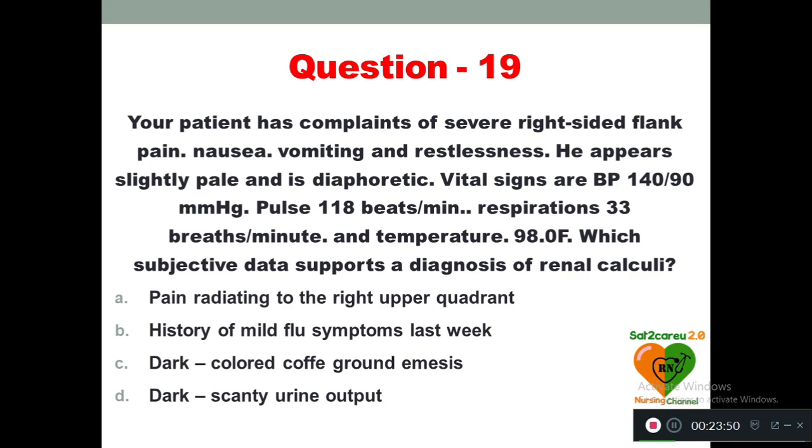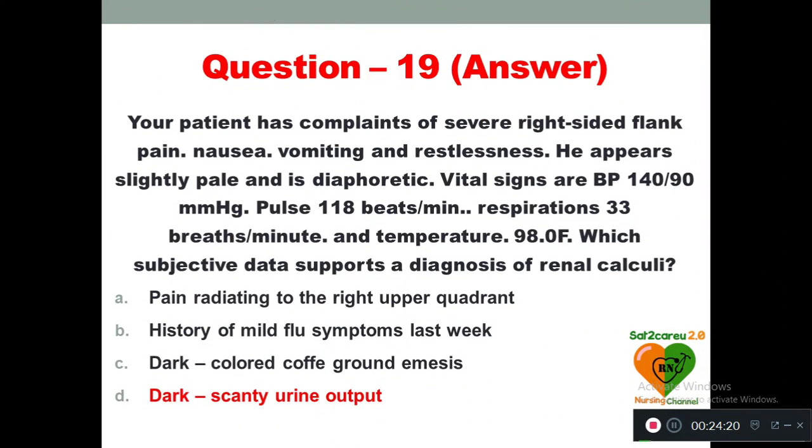Option A. Pain radiating to right upper quadrant. B. History of mild flu symptoms last week. C. Dark colored coffee ground emesis. D. Dark scanty urine output. So the question: which subjective finding mentioned supports the diagnosis of renal calculi? The right answer will be option D, dark scanty urine output.